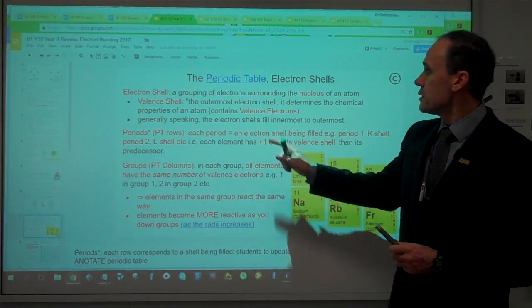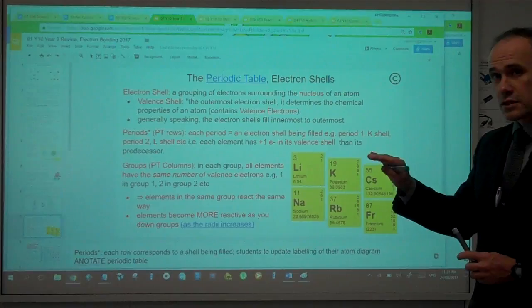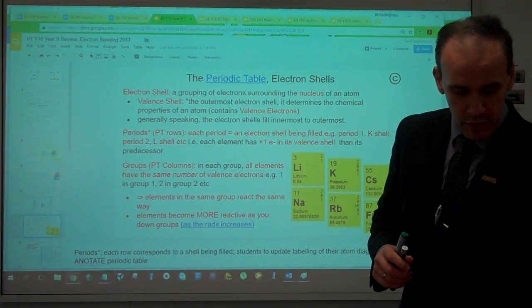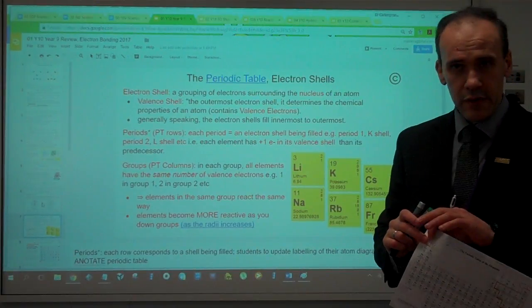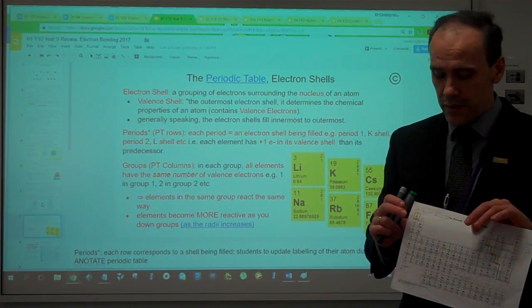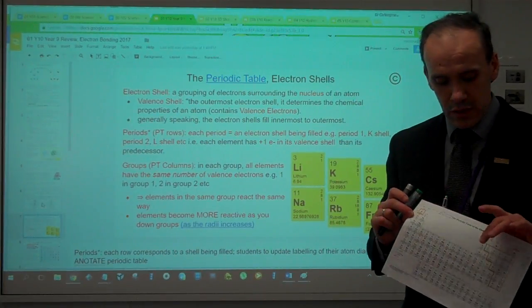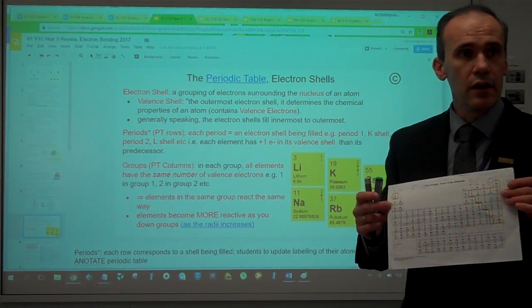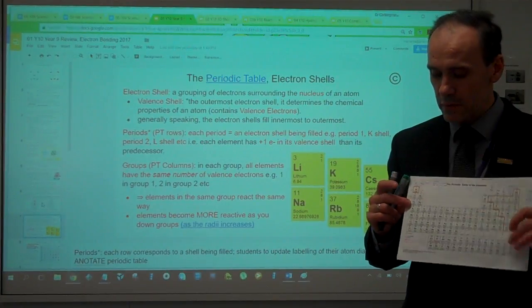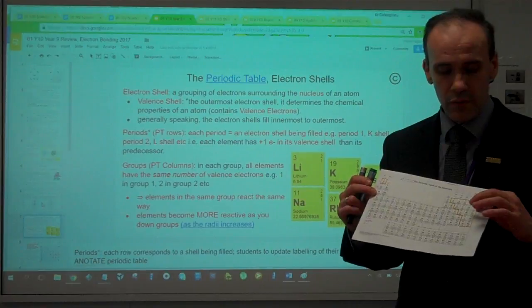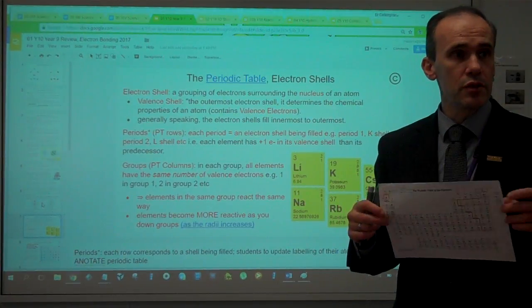The periods go across the periodic table and they represent the shells being filled. The first period is the K shell being filled. The K shell can hold 2 electrons. The second period is the L shell being filled, which can hold 8 electrons. The third period is the M shell being filled, which can hold 18, but 8 by the time you get over here is where it wants to be in that third shell.